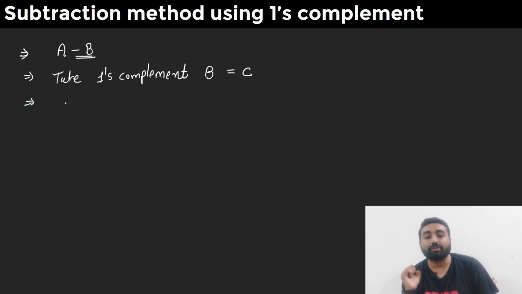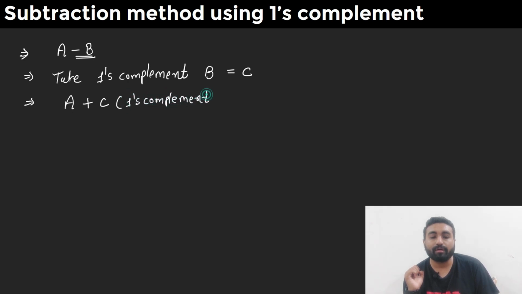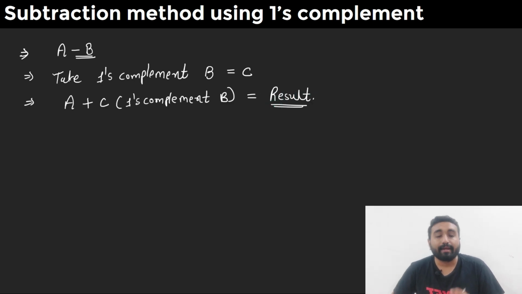And after that, you need to add a plus c. Here c is basically 1's complement of b. And when you do the addition, that is basically your answer, or you can say result. So the method is very easy. Now here you need to understand one thing, and that is the last and important thing.